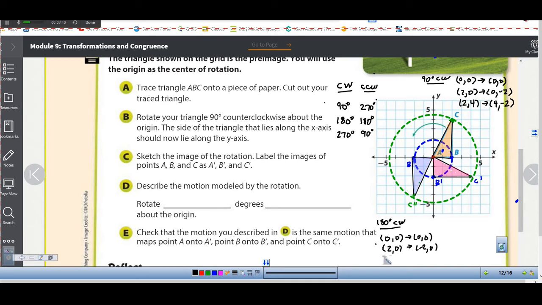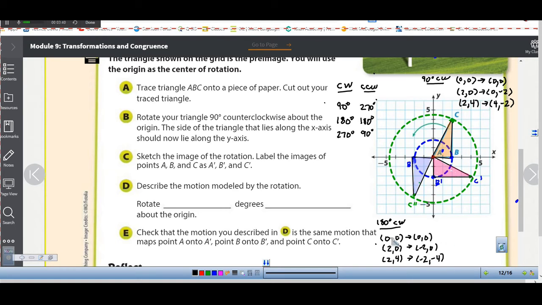And finally, C double prime here was originally 1, 2, 3, 4, right? Same as our original one up there. 2, 4. And when we're done, where is it now? Now it is at negative 2, negative 4.